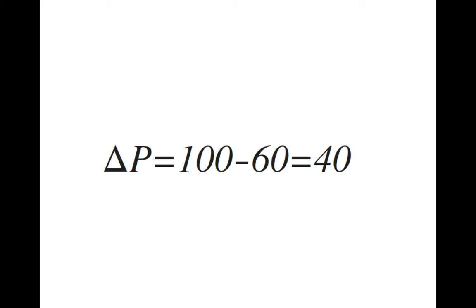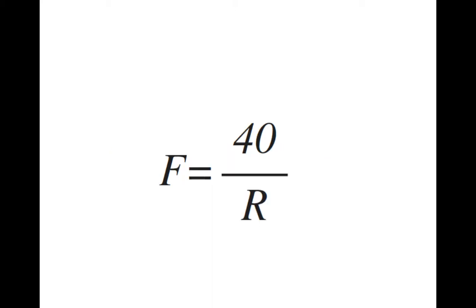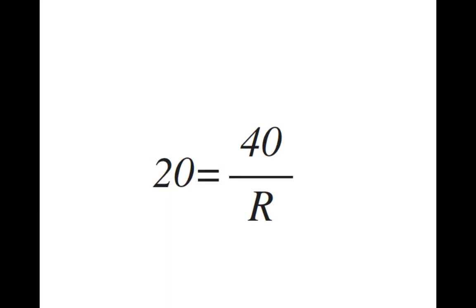Okay, so then what do we do? We go back to the equation. What's the equation? F is delta P over R, and we said delta P is 40. And so let's plug in, we also know what F is. F was 20. So we know that 20 equals 40 over R. Well, again, we want to get R on its own. But in this case, R is in the denominator of the equation. And so we don't want to be dividing by R.